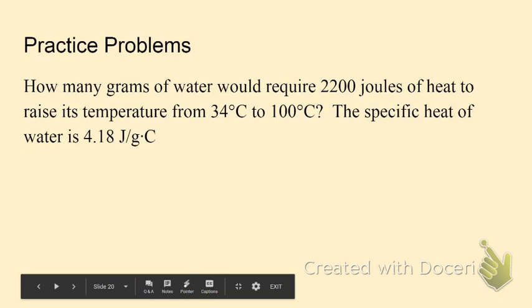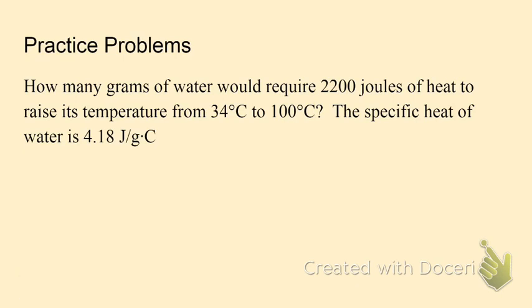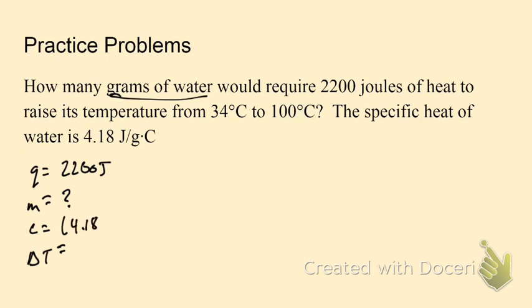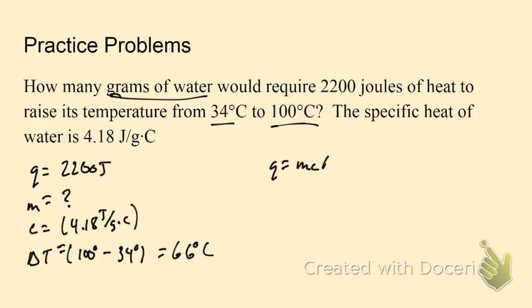The next one is this one here. This is how many grams of water, so we're solving for M, right? So do your thing. Q equals MC delta T. So the Q is 2,200 joules. The mass is what you want to figure out. C is 4.18 joules per gram times Celsius. And your difference in temperature is going to be 100 degrees minus 34 degrees, which equals 66 degrees Celsius.